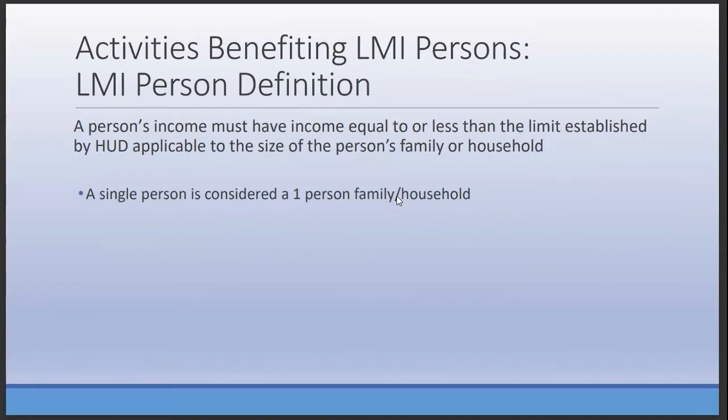Who are considered LMI persons? LMI persons must have income that cannot exceed 80% of the current area median income, or AMI, based upon that person's family or household size. A single person is considered a one-person family or household under this definition.